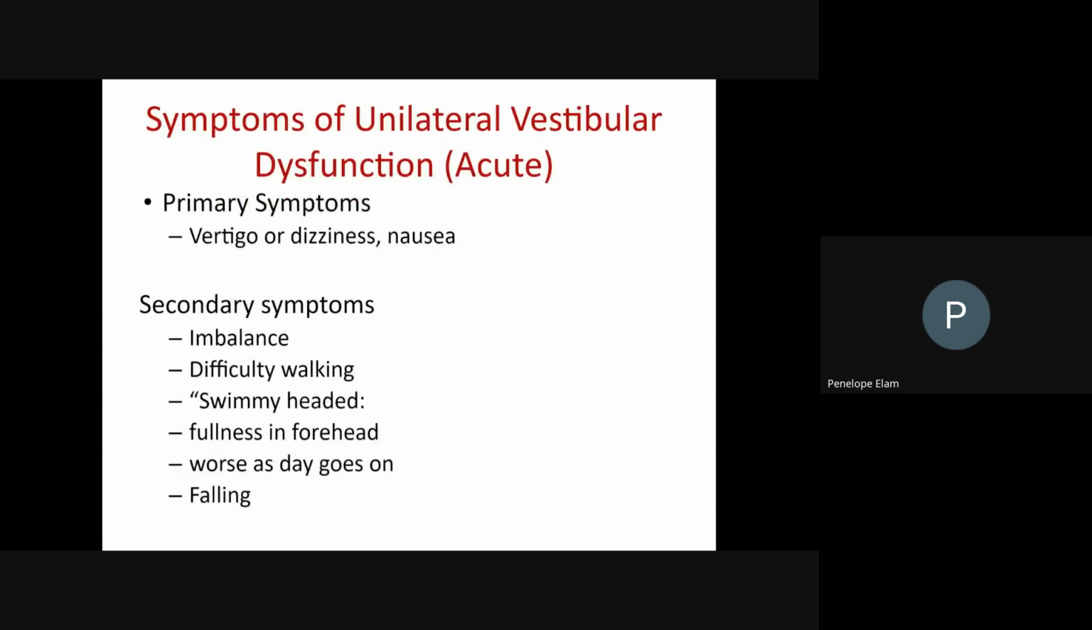So what are we going to see in this acute phase? Their primary symptoms are they're going to have vertigo or dizziness and nausea. It's going to come on really suddenly and it's going to come on hard and fast. Very different than the BPPV where it's only going to last for a few seconds. This is going to last a lot longer than that. Secondary symptoms though may still include imbalance, difficulty walking, fullness in the forehead, falling, things like that.